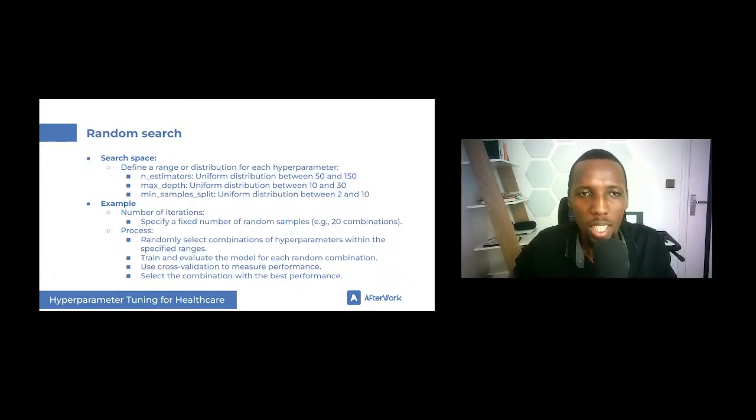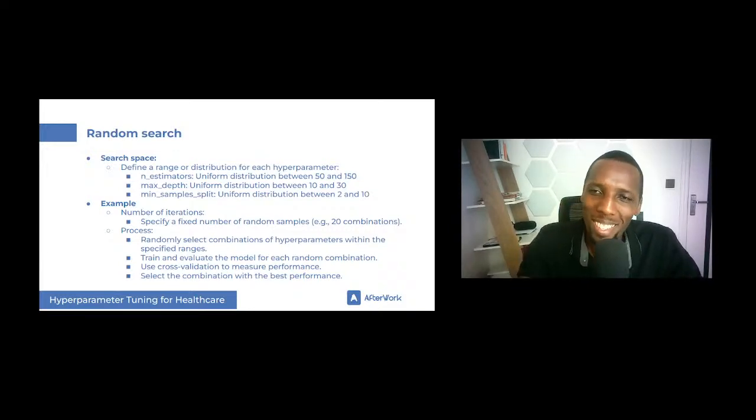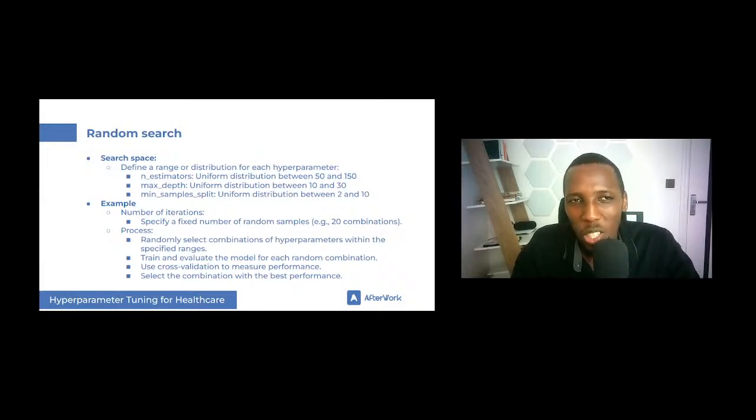And at the very end, you just select the best combination of hyperparameters with the best performance. This is usually a bit more efficient than grid search. And many people tend to use this because sometimes you could arrive randomly at a best set of hyperparameters, and you could end up just working with those hyperparameters.